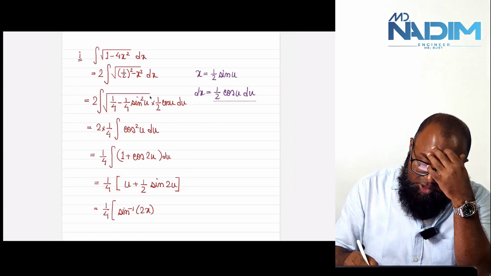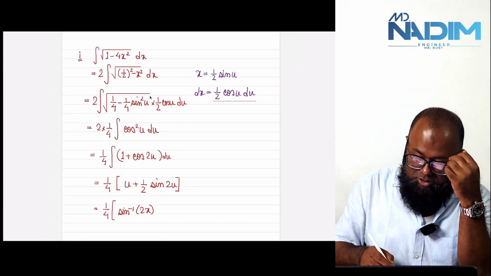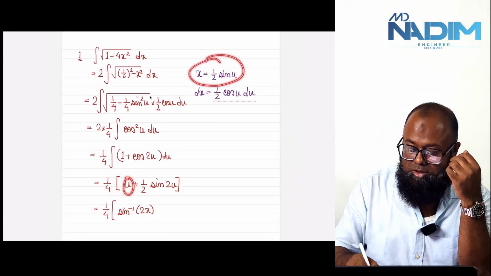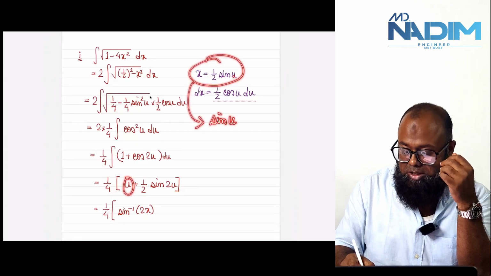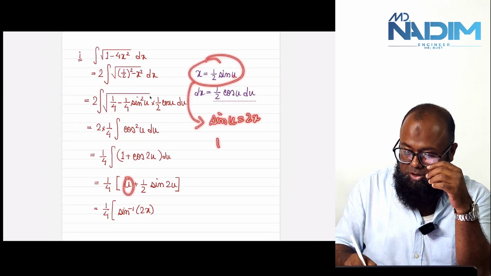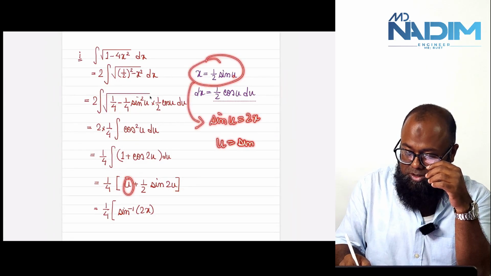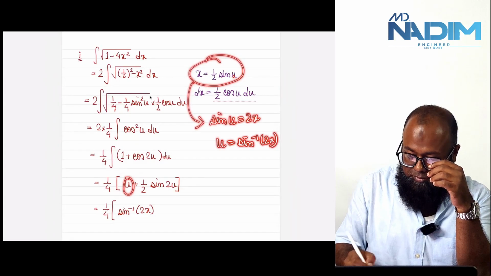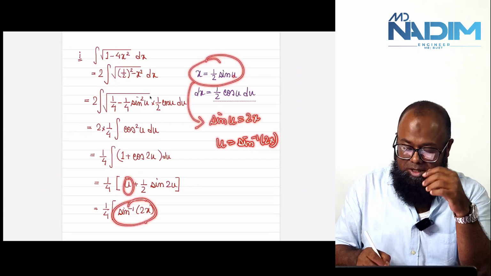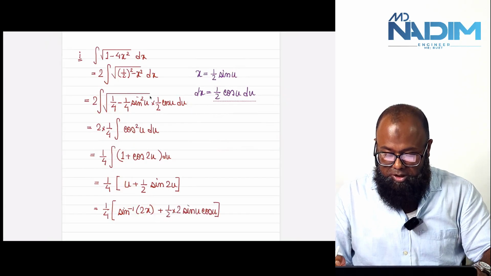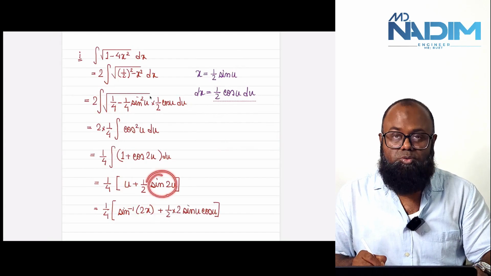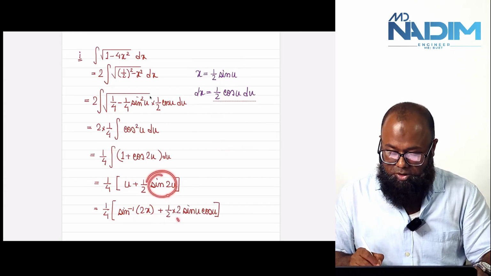So, from here, if I tell you what u is equal to, from here you can understand that sine u is equal to twice x. Now u is equal to sine inverse twice x. That is why I have written here sine inverse twice x. Now half sine 2u.